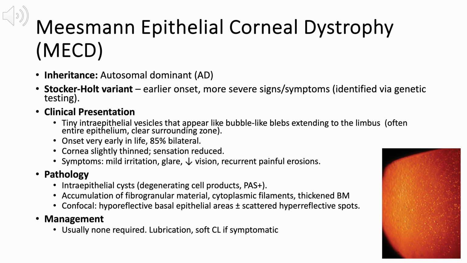On confocal microscopy, the basal epithelial layer shows hyporeflective areas that may be accompanied by scattered hyperreflective spots. Management is typically conservative. In most cases, no treatment is required. Symptomatic patients may benefit from lubrication or the use of soft contact lenses to relieve discomfort. In the accompanying slit lamp image, you can see the multiple, fine, bubble-like epithelial vesicles scattered across the corneal surface, giving the cornea a stippled appearance under illumination.